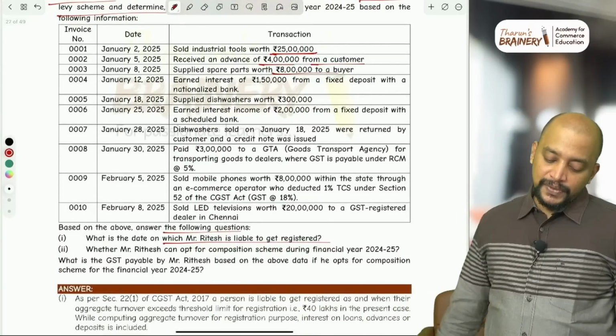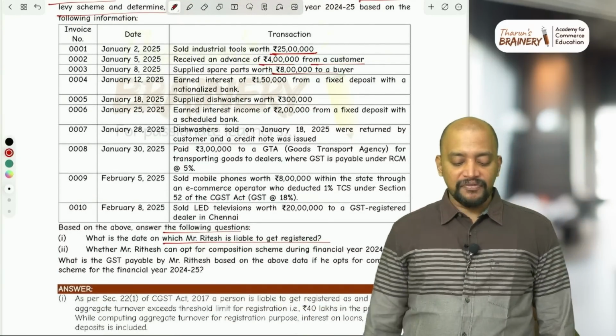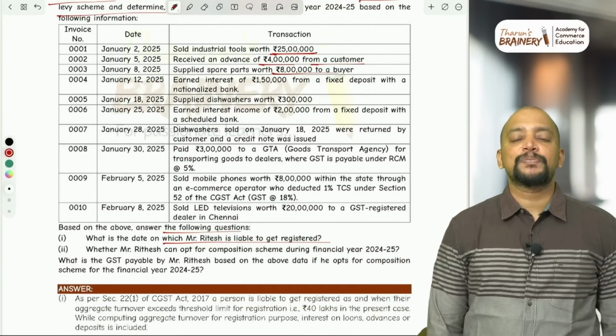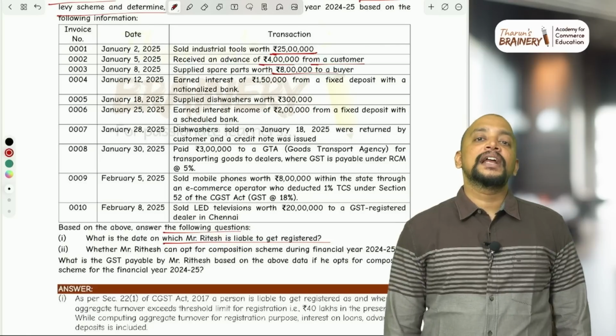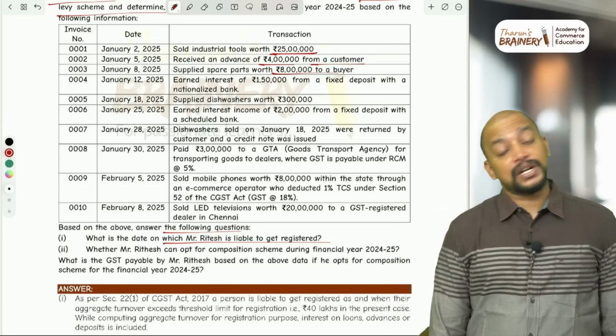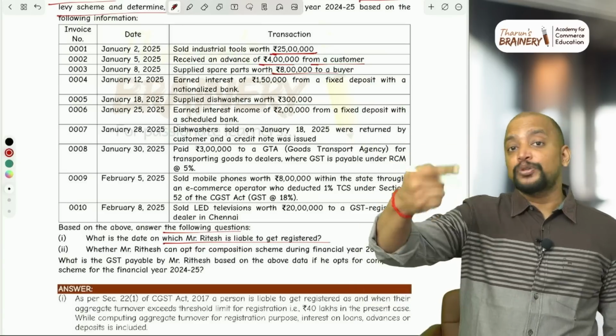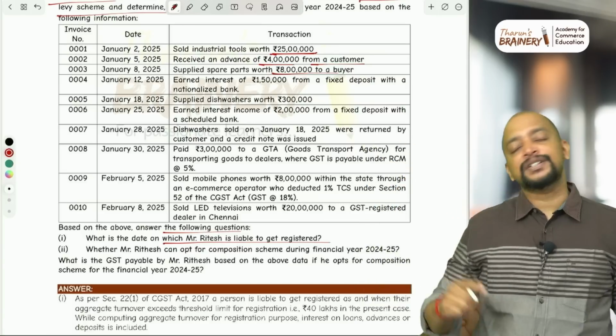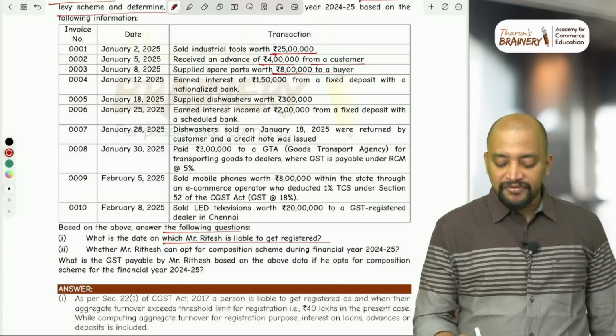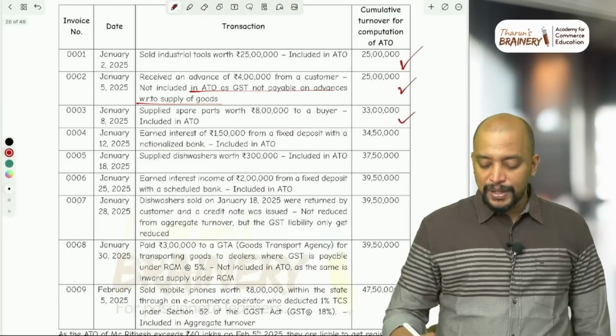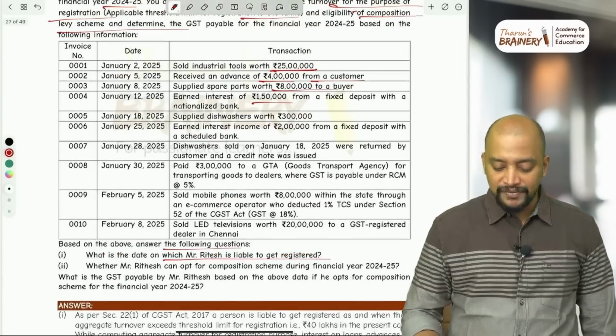Then January 12, earned interest of rupees 1,50,000 from a bank deposit with a nationalized bank. Whether interest is included in aggregate turnover for determining registration? Yes. Only for composition scheme it will not be included. But here, up to 40 lakhs is for registration purpose, so it will be included. So 1,50,000, even though exempted, will be included. So 34,50,000 will be taken.